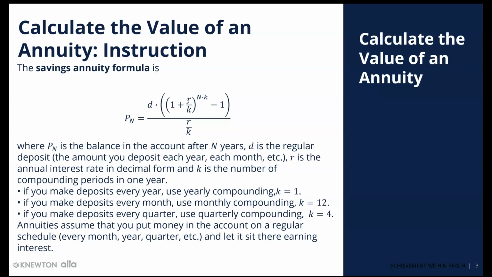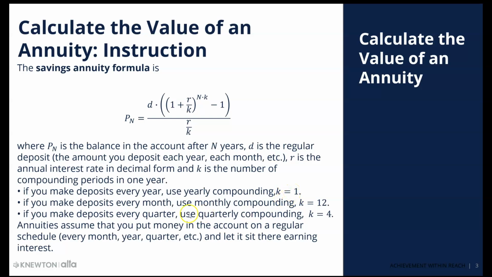Now R here is the rate of interest, and this is usually expressed in decimal form. Now the K here is the number of compounding periods in 1 year. For instance, if you make deposits or payment every year, the yearly compounding is 1. That means K is equal to 1.